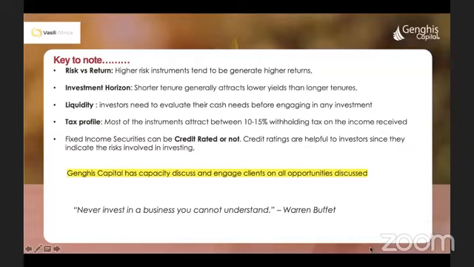The advantage is easily accessible. Minimum investment is as low as 500 shillings. And whenever you want your money, it's like money on call. 2 to 3 working days, you'll have your money. And that's the end of the presentation I have for today. I will hand back to the moderator.